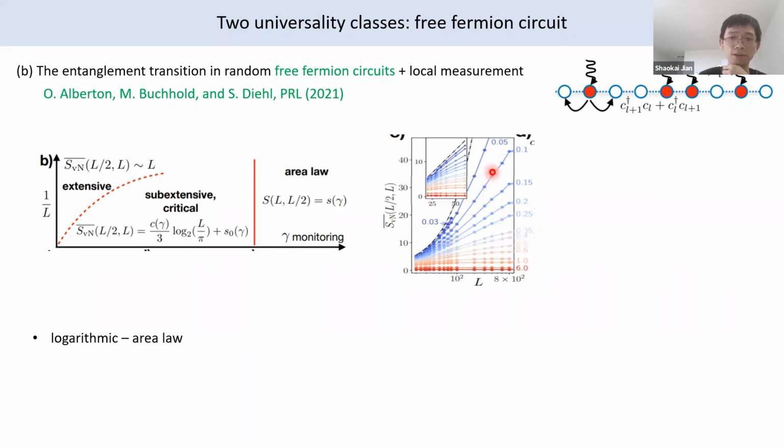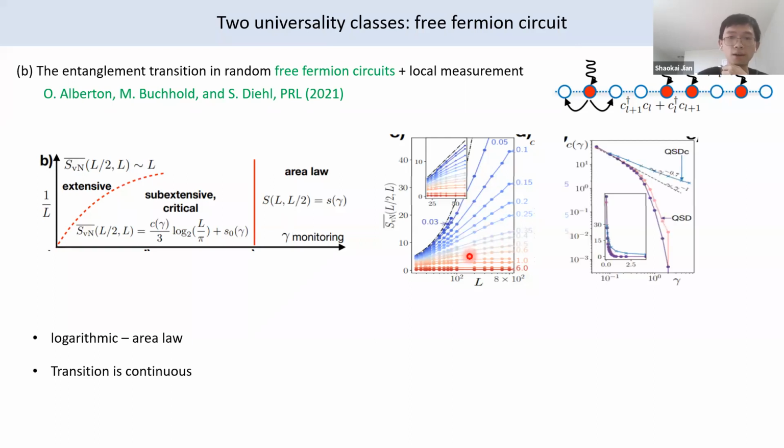So this is the figure of the numerics. Moreover, the transition is again continuous. If we look at this plot here, this is the effective central charge, and this is the measurement rate. There is a critical measurement rate where the effective central charge vanishes, and this indicates a transition from log law to area law. So now we have two universality classes.